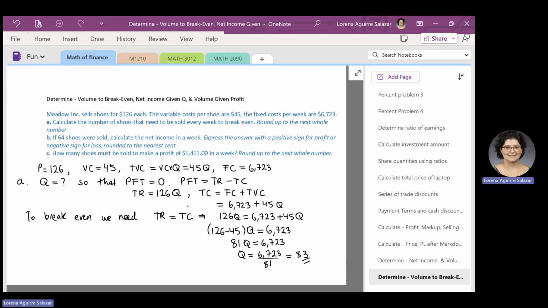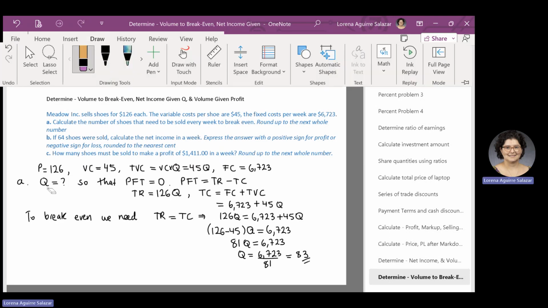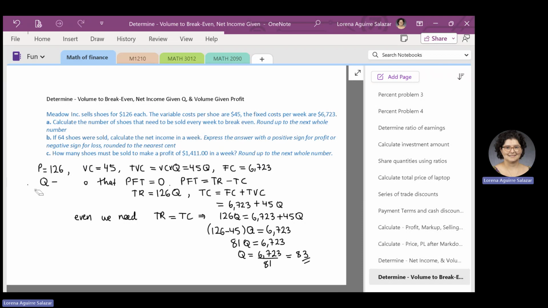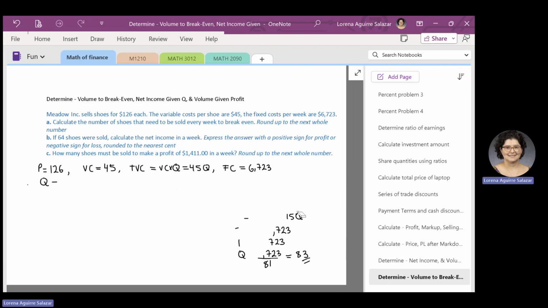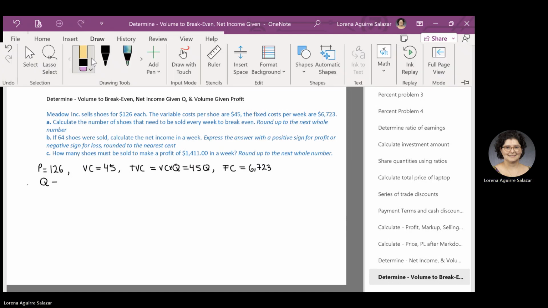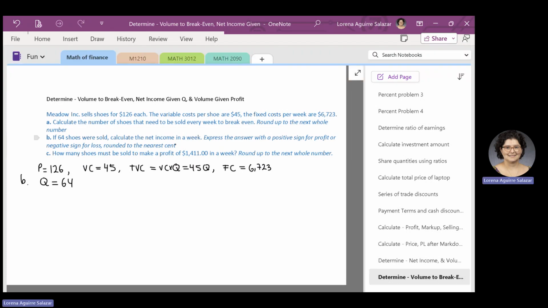Let's move on to part B of this problem. In part B, we are told that the number of shoes that were sold was 64. So they're telling us that Q is 64, and we need to calculate the net income in a week. In other words, we need to find profit or net profit in a week.